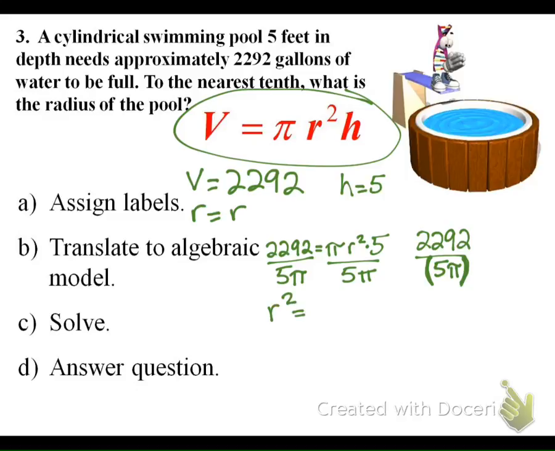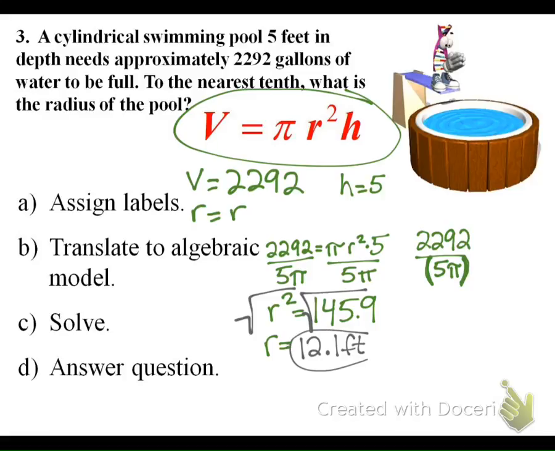What are you guys coming up with? 145.9. Now, we don't want the radius squared, though. We just want the radius. So what would you do? Yeah, take the square root of both sides. 12.1. And we're talking about feet here. So 12.1 feet.